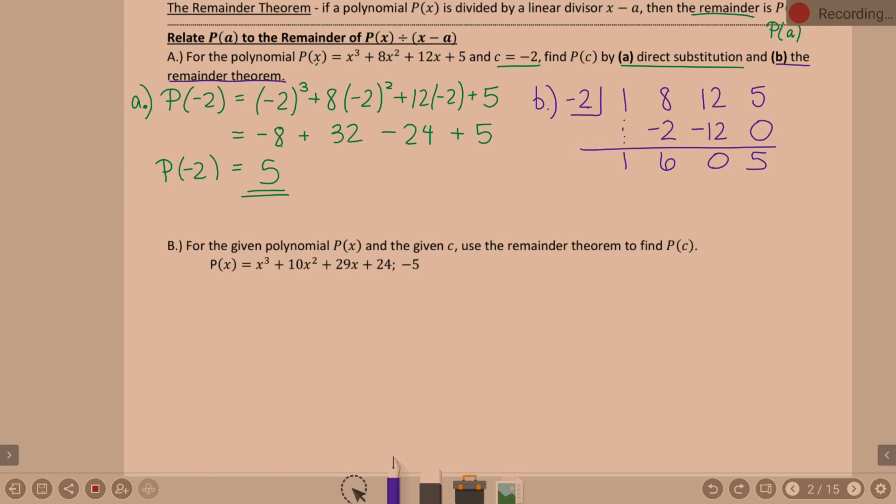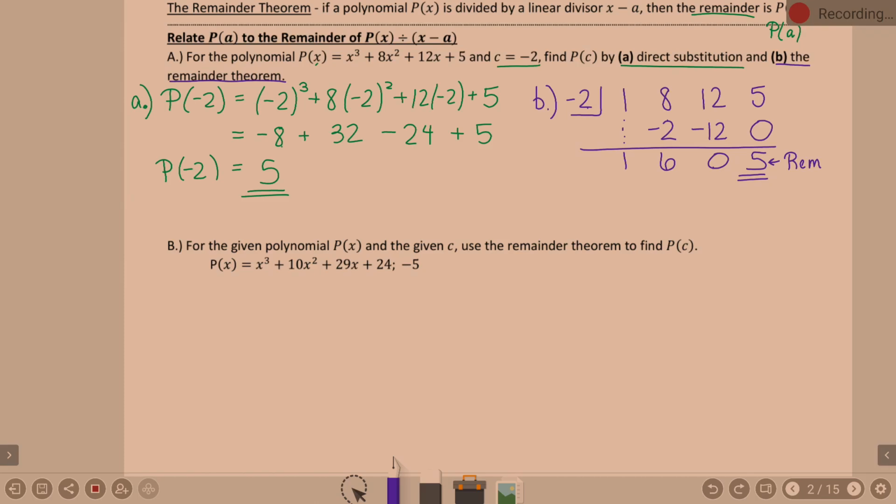What's my remainder? 5. Did we get the same answer both ways? We did. They want the remainder. Now they could ask you to do it two different ways. If they ask you to find p of negative 2, you can either plug the negative 2 in and do it that way, which the math is usually a little harder, isn't it? You might have actually had to get a calculator out. Or, even if they ask p of negative 2, you can use synthetic division. Can you use synthetic division for what we did yesterday? On some of them.